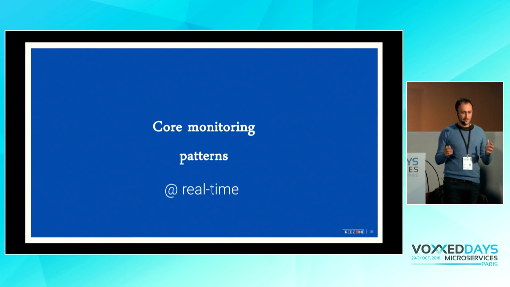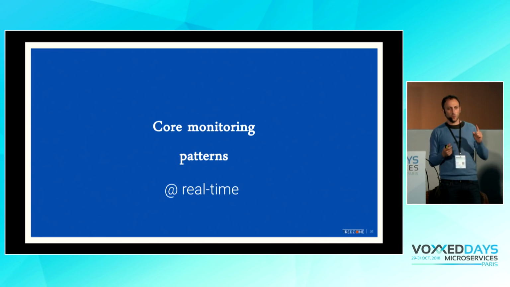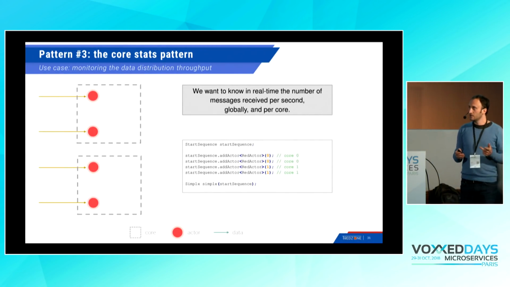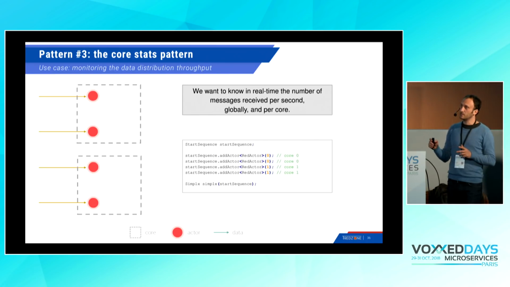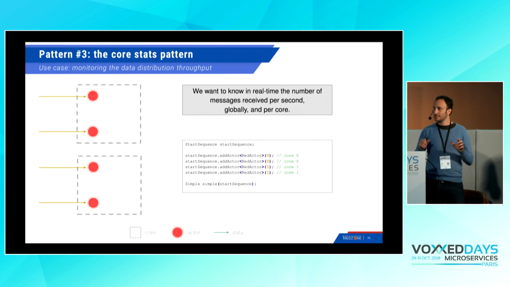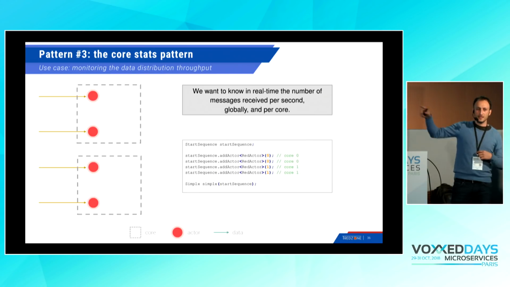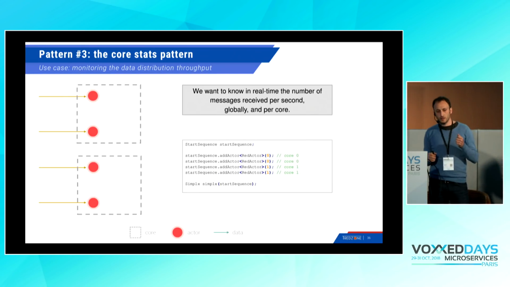So, saying that you have one thread per core and lots of cores and you have many services, the question is how to monitor everything. Here is a simple example. Let's start by having several actors. These actors are running on several cores, and you need to calculate the global throughput, and also the local throughput per core.